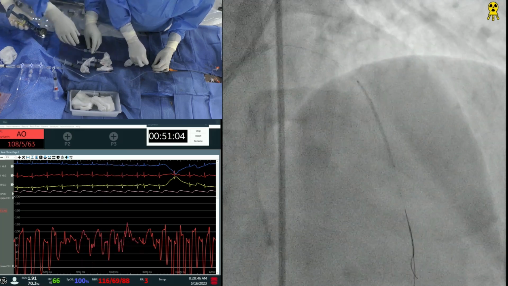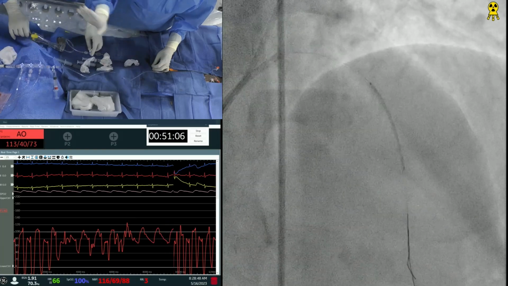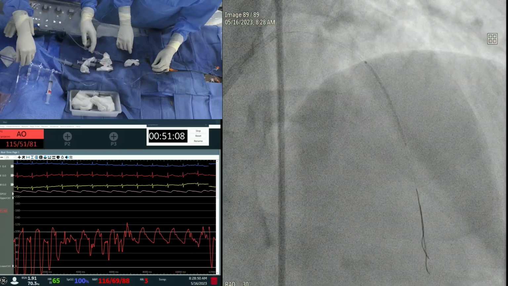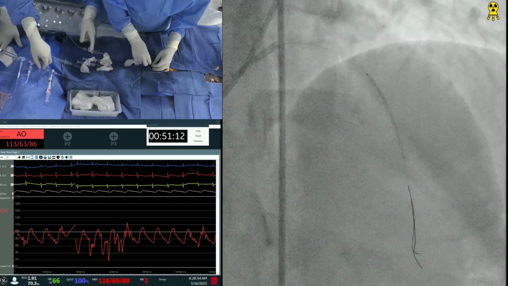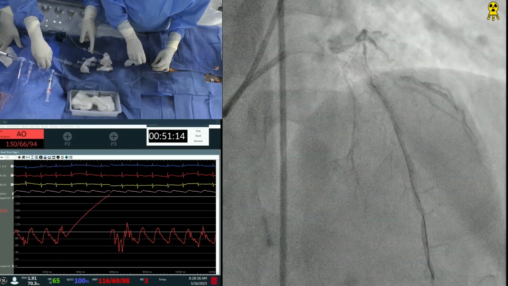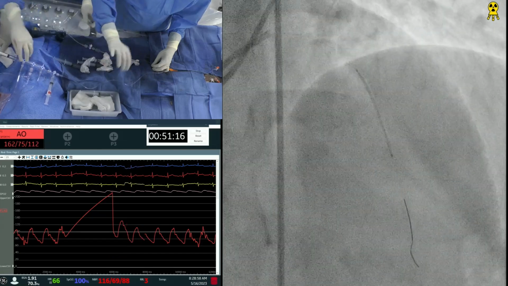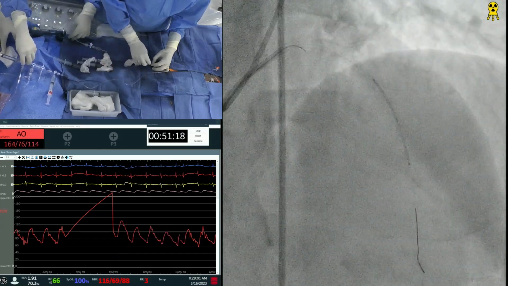Good. Nothing, keep it with you. Let's take the wire out first. One second. Some dye, so I know. Good. Okay, good. Don't come completely. Okay, go.